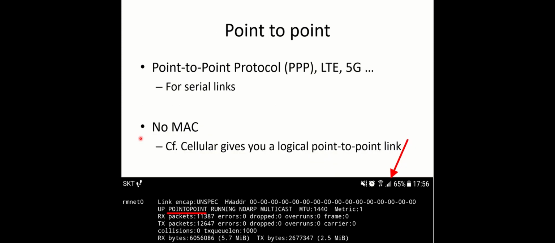And what about the point-to-point type link? On the same smartphone, I can also get this information about my LTE link. The LTE link is a point-to-point link, at least logically. The ifconfig output indeed tells us that this is a point-to-point link. There are other point-to-point type link layer communication technologies, such as PPP here.